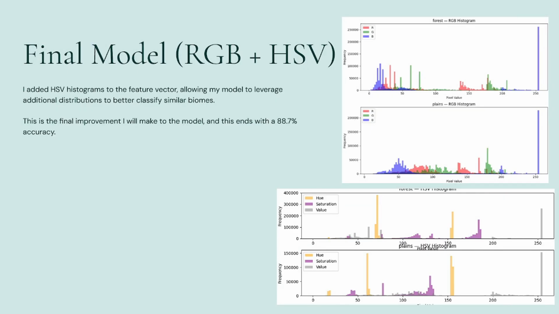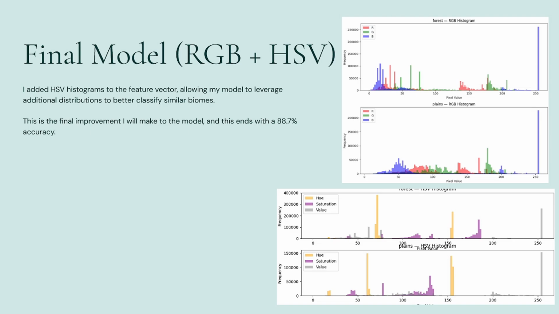For my final model, I tried to squeeze out a little bit more accuracy from the testing set, and so I looked to adding HSV histograms, that is hue, saturation, value. And as you can see, those histograms will differ from the RGB histograms that we can see up here. We're going to see some different distributions for the same biome so that we can classify them better.